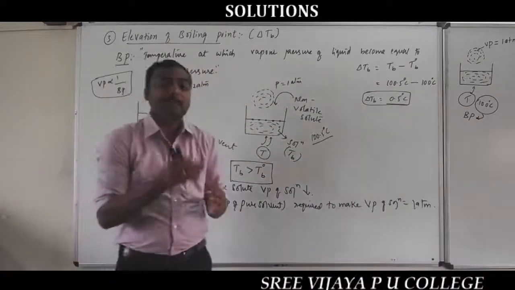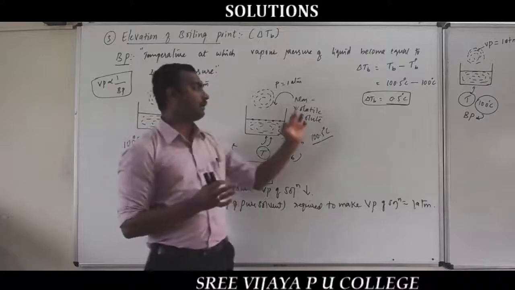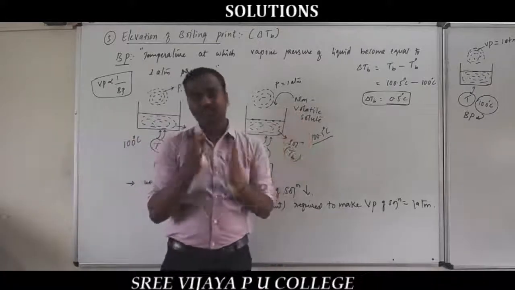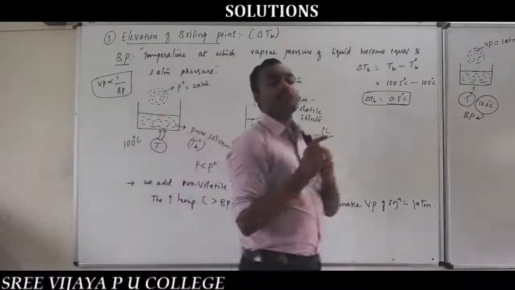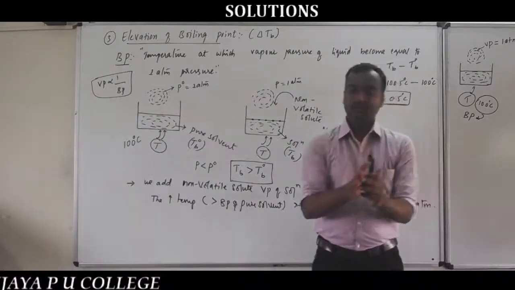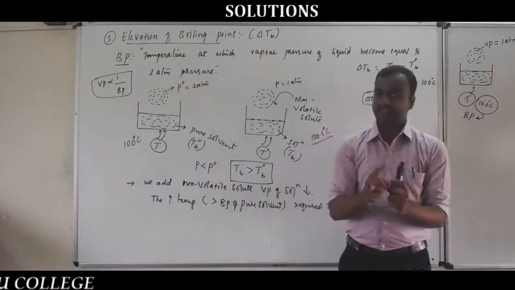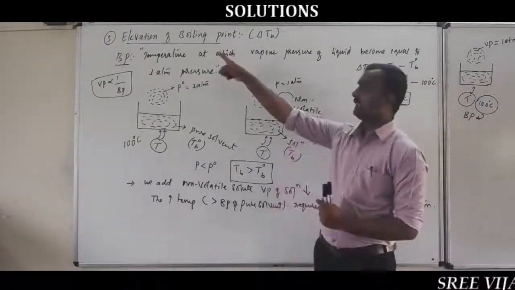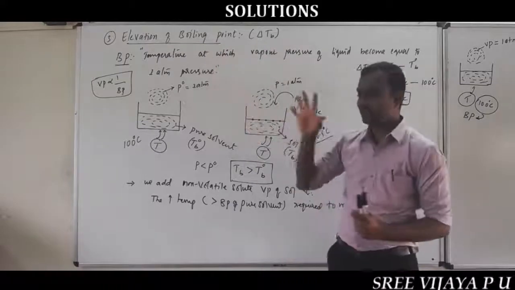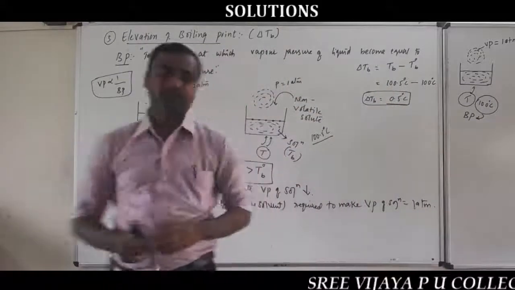So why does it occur? Because of the addition, or the presence, of a non-volatile solute. For one mark: what happens to the vapor pressure of the solution by adding a non-volatile solute? It decreases. What happens to the boiling point of the solution by adding a non-volatile solute? It is elevated, that is, it increases. That is the concept of elevation of boiling point of the solvent.